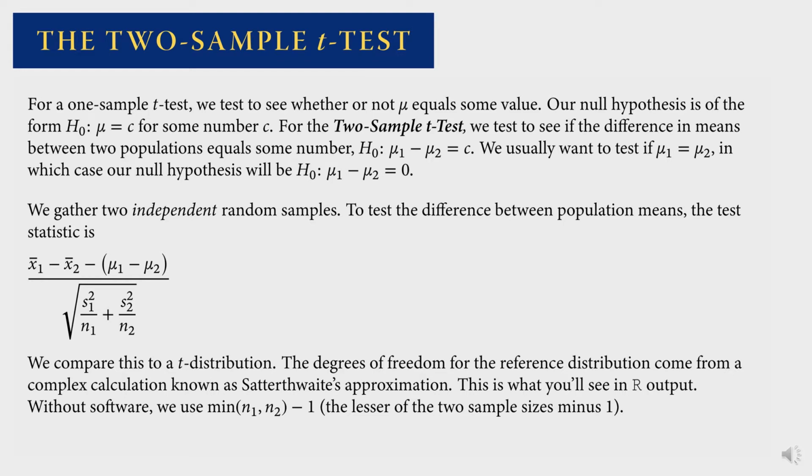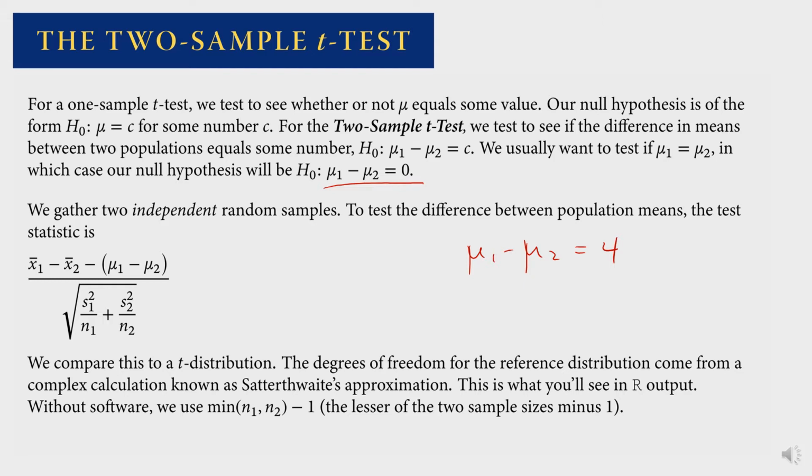Our null hypothesis will usually be that the means of the two populations are equal. The null hypothesis is that the mean from group 1 minus the mean from group 2 equals 0. But if we wanted to, we could also test to see whether this difference equals some number, like mu1 minus mu2 equals 4. But you're pretty much always testing equality of means. Your null hypothesis will almost always be that this difference equals 0.